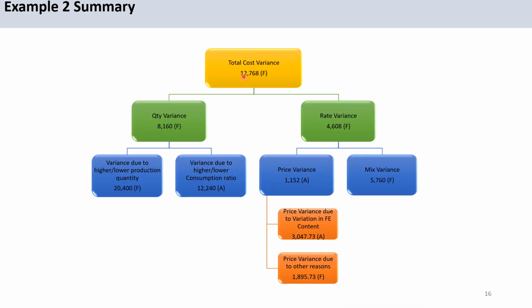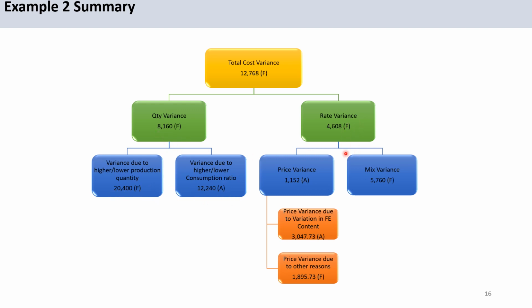So here I have summarized the total cost variance of 12768, which is bifurcated into two parts. One is the quantity variance of 8160 favorable, and the rate variance of 4608 favorable. Quantity variance is split into two parts. Variance due to production quantity difference was 20,400 favorable, and due to lower or higher consumption ratios, there was a loss of 12,240, so an adverse variance. If we take the total of these two, it becomes 8160 favorable.